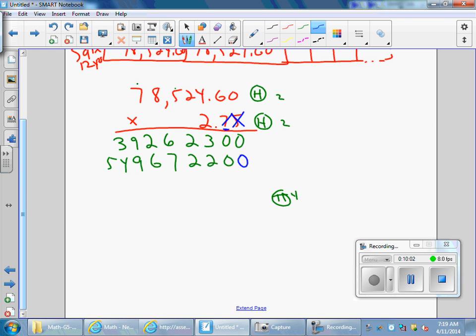Last, I'm going to multiply, but I have to put 2 placeholders because now I'm in that third digit. 2 times 0 is 0. 2 times 6 is 12. 2 times 4 is 8 plus 1 is 9. 2 times 2 is 4. 2 times 5 is 10. 2 times 8 is 16 plus 1 is 17. 2 times 7 is 14 plus 1 is 15.